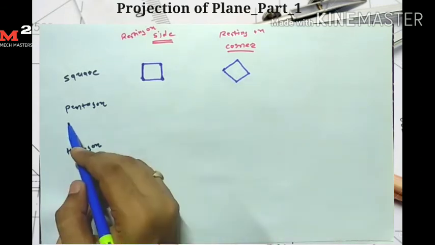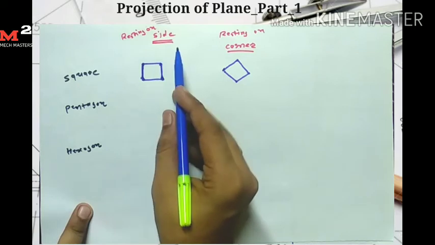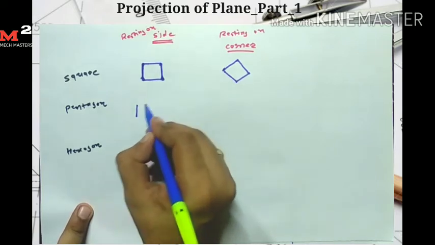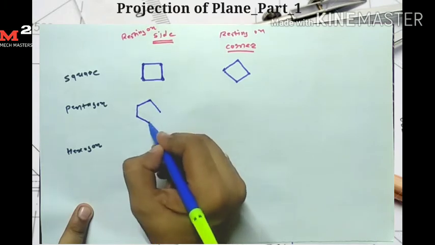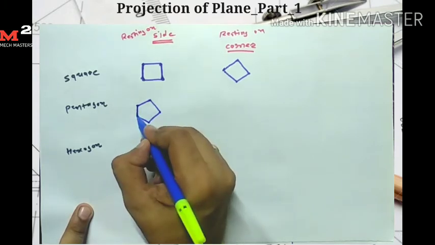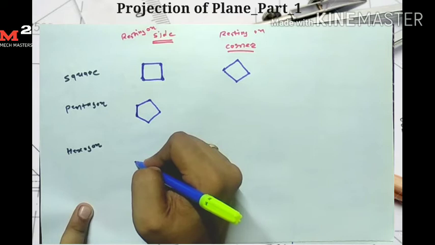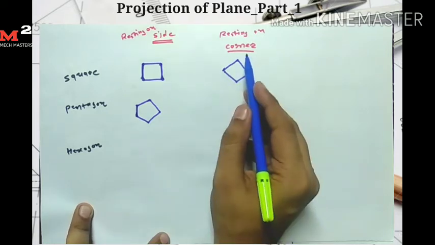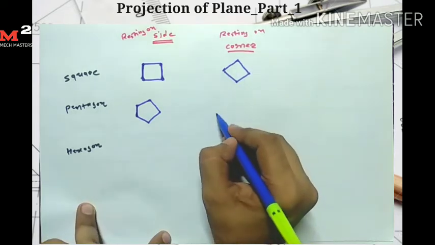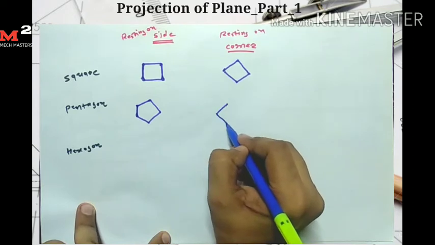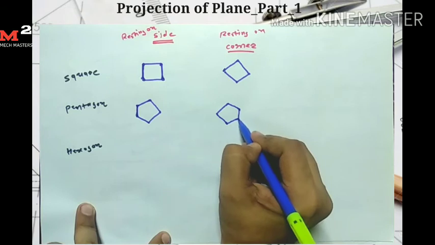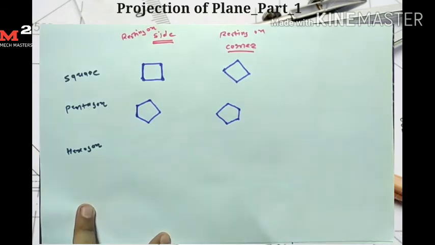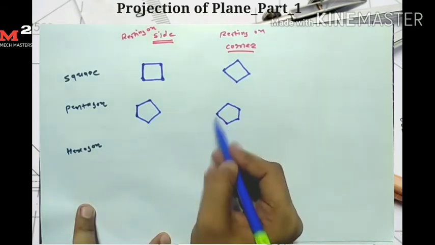Okay, now for pentagon, if the pentagon plane is resting on side, then I take side at here and draw the pentagon. Okay, this side is on left side because plane is resting on side. And if the plane is resting on corner, then I take corner at here and draw the pentagon plane in this way. Okay, I can take corner on left side.